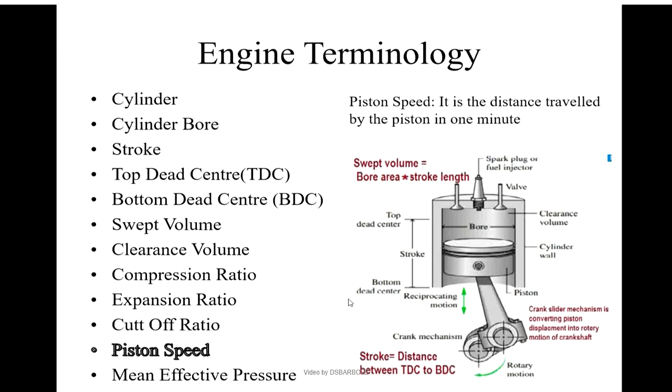Next one is the piston speed. Now what is the piston speed? It is the distance traveled by the piston in 1 minute. So now this piston moves in the to and fro direction from TDC to BDC and BDC to TDC again and again. So this is the piston speed, the distance traveled by the piston per unit time, you can say.